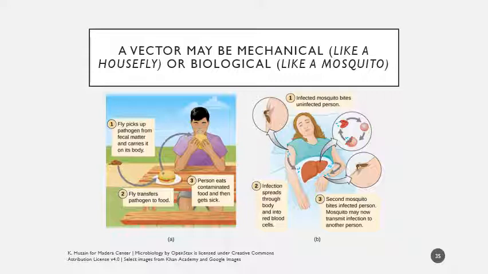Vectors can also be biological. Mosquitoes are one of the most common examples. If they are physically interacting with your fluids by biting you and getting exposed to your blood and moving that blood to someone else, they can spread very severe pathogens. And that's how Plasmodium, the protozoan that causes malaria, is spread.